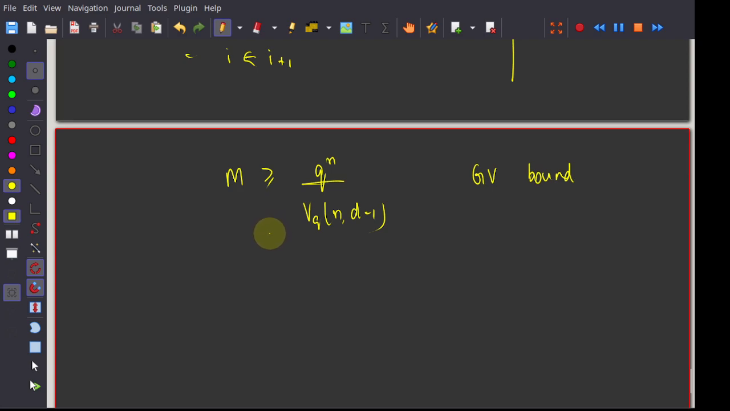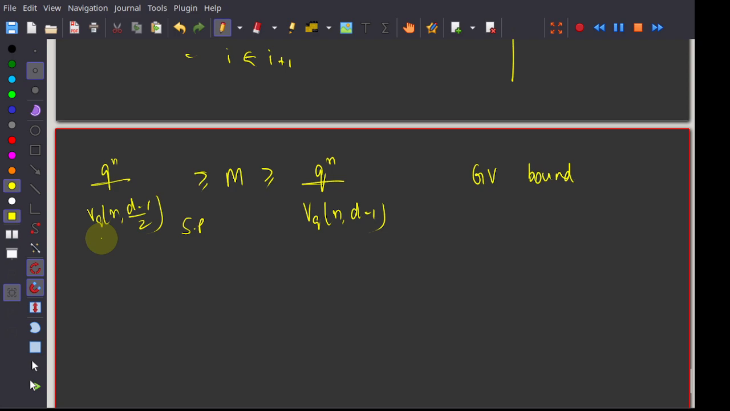Remember that we had a sphere packing bound which looked kind of similar, but this quantity here was different. It was d minus 1 by 2. So the sphere packing bound, or the Hamming bound, tells you that it is q to the n divided by V_q of n comma d minus 1 by 2. A huge factor of difference. So our upper bounds and lower bounds are very, very different in general.